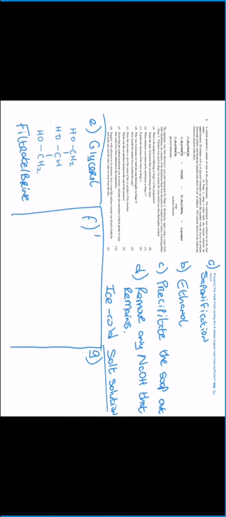So to do this, I know that I have 4.45 grams of soap, and what I need to do is divide that by the molecular mass of the glycerol tristearate, and the molecular mass of the glycerol tristearate is 890. So if I do 4.45 divided by 890, that gives me 0.005 moles.